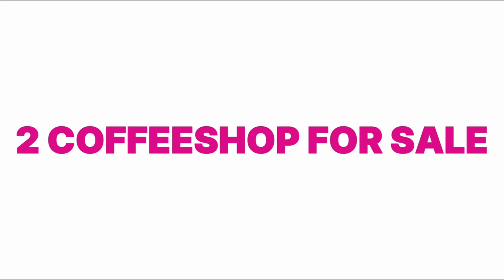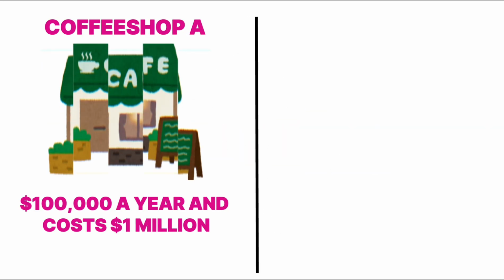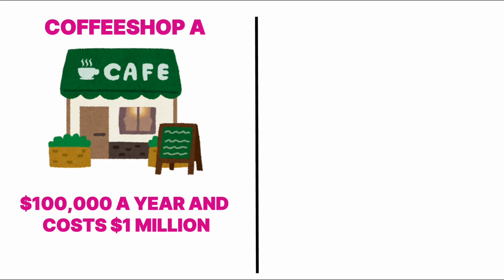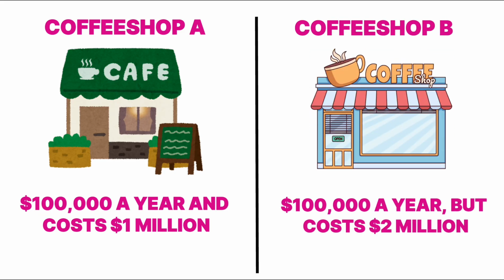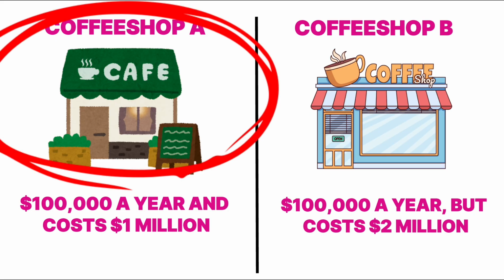Imagine I offered you two coffee shops for sale. Coffee shop A makes $100,000 a year and costs $1 million. Coffee shop B also makes $100,000 a year but costs $2 million. Which one would you buy? Most people would choose coffee shop A because you're paying less for the exact same amount of profit.